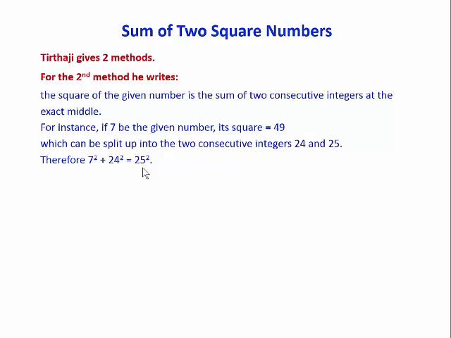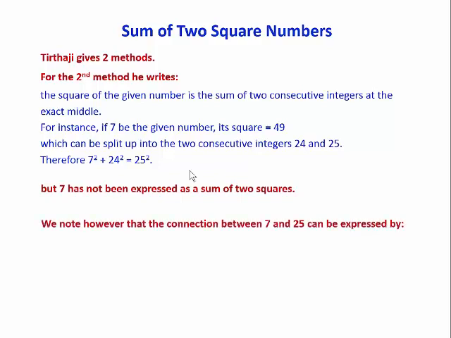But he says 7 is the given number, which suggests that that's the number we're trying to split up into the sum of two squares. And that's not what we've done here. We've got 25 squared as the sum of two squares. However, we can get something out of this because there's a connection between 7 and 25, which can be expressed by this equation here.